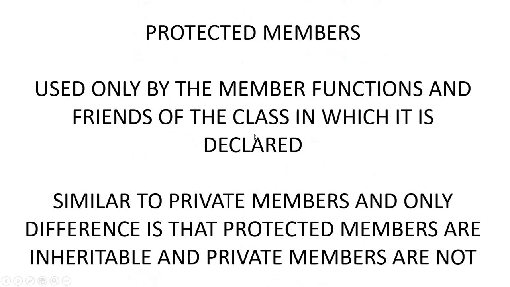So that's it. One more topic is here, that is protected members. These are the members which are used by the member functions and friends of the class in which it is declared. So these are the same as private, but the only difference is that these are inheritable and private are not inheritable. We'll see that in the next chapter.